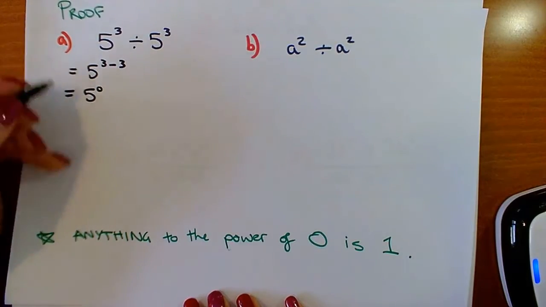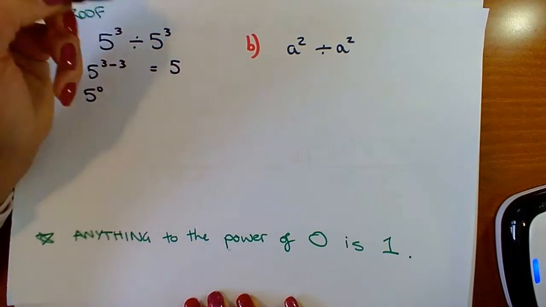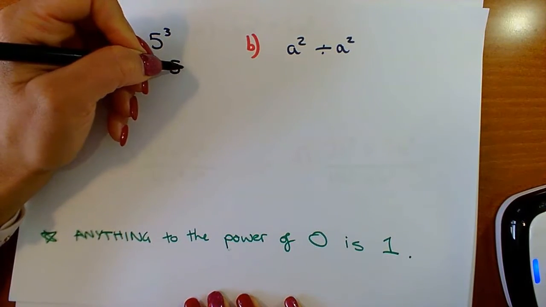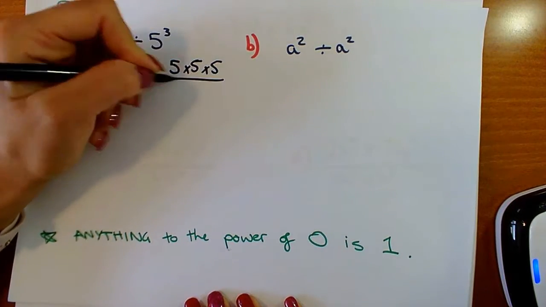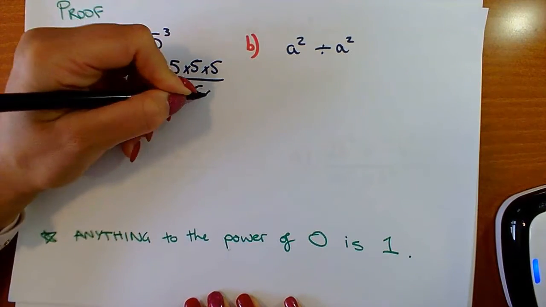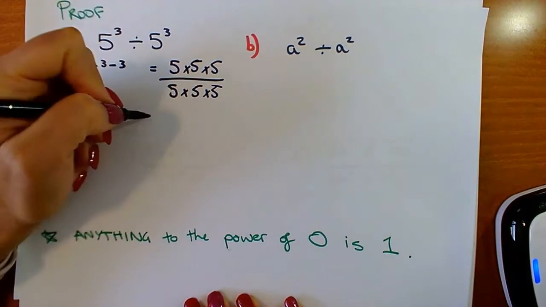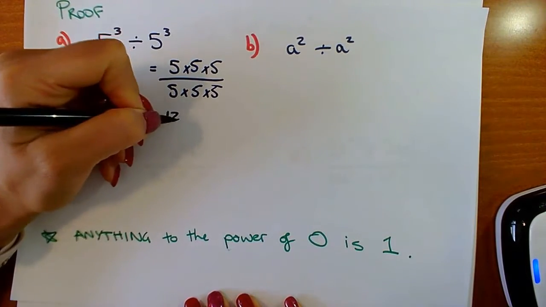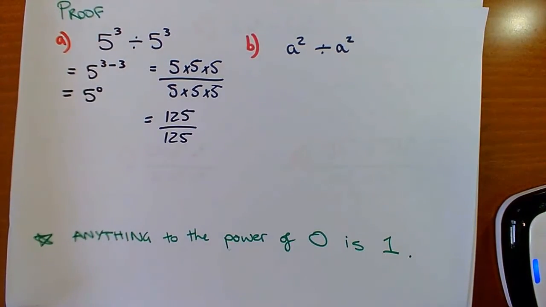Another way you would write that is 5 times 5 times 5 over 5 times 5 times 5. Yes, you could cancel them all out. That would be 5 to the power of 0. Or, if you actually got those answers, it would be 125 over 125. Simplify that as a fraction.